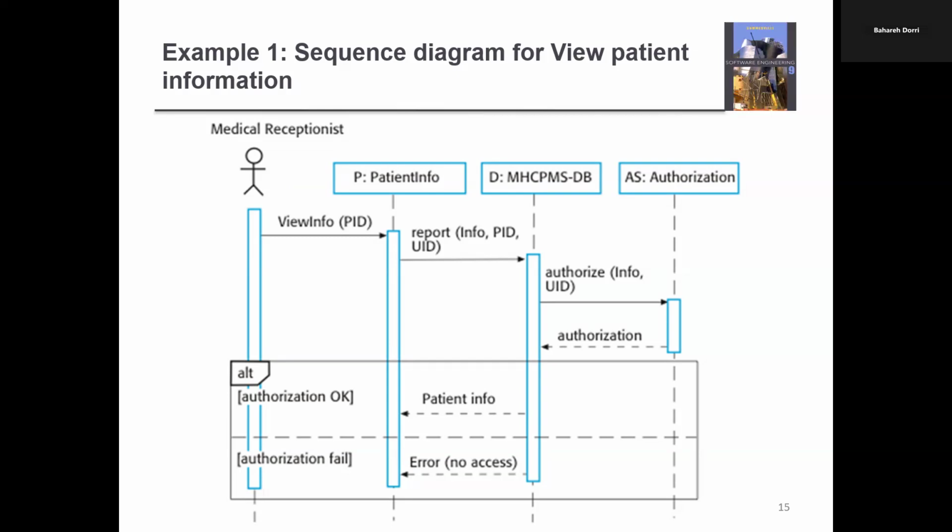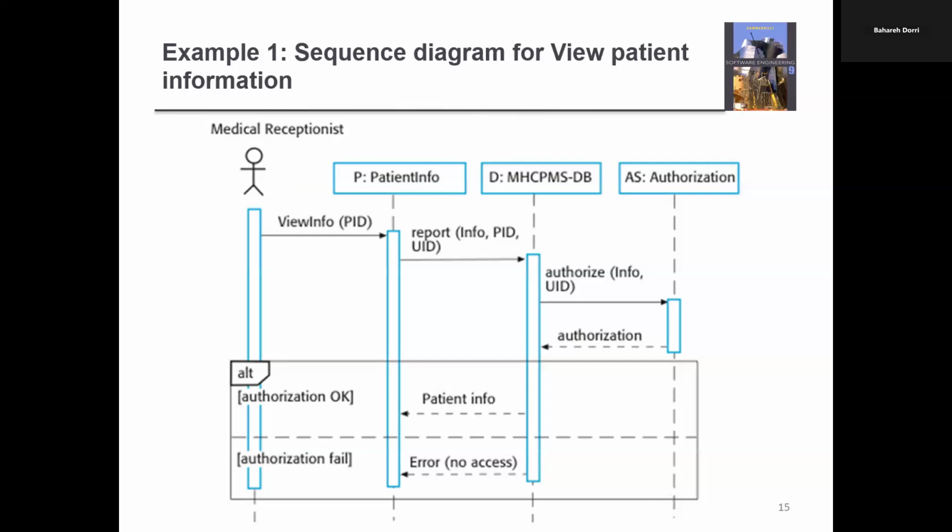Each vertical line represents a lifeline, and the arrows between them show how messages flow in time from top to bottom. So it starts with the receptionist sending a view info request along with the PID, which is a patient ID, to the patient info object. That request gets forwarded as a report message to the MHC PMS database, including the patient ID and the user ID of the person requesting access.